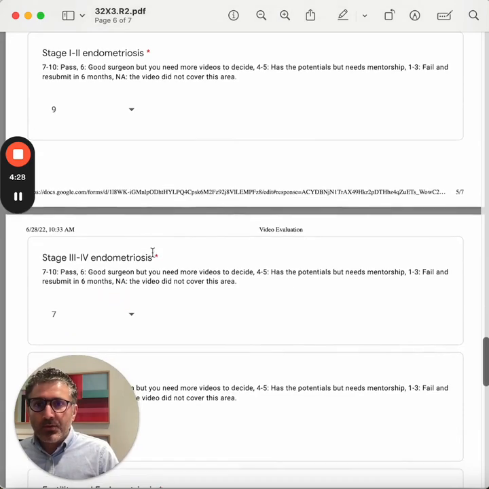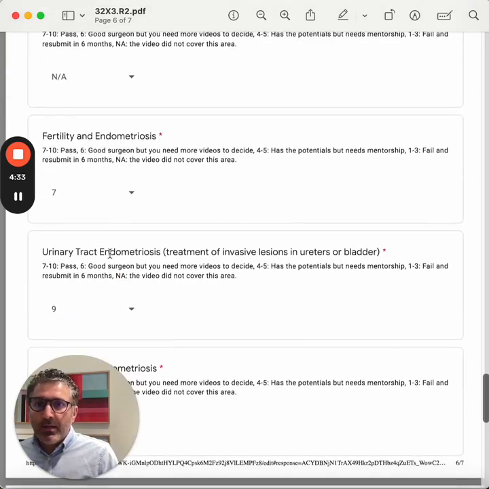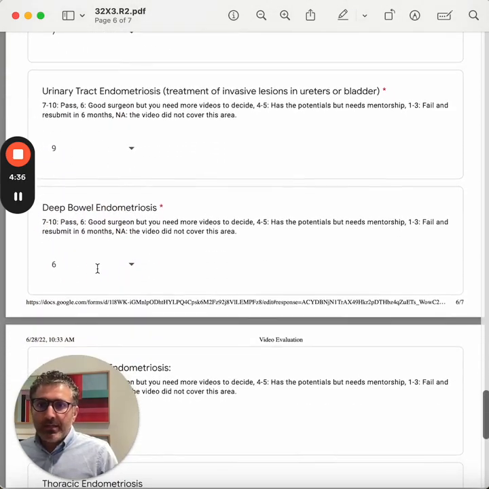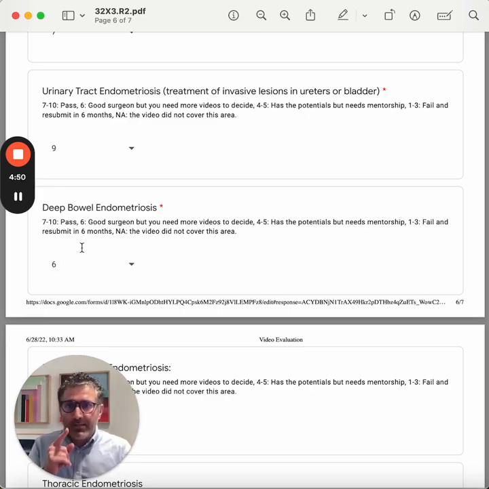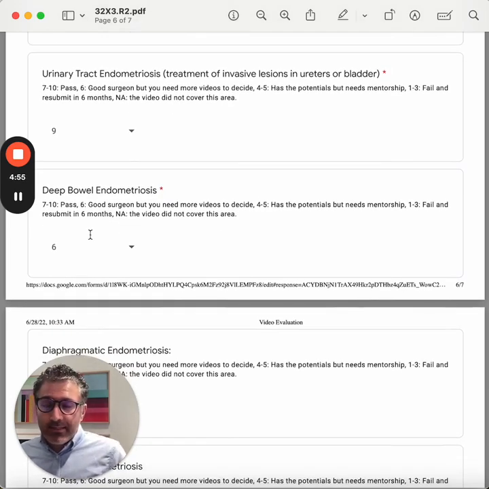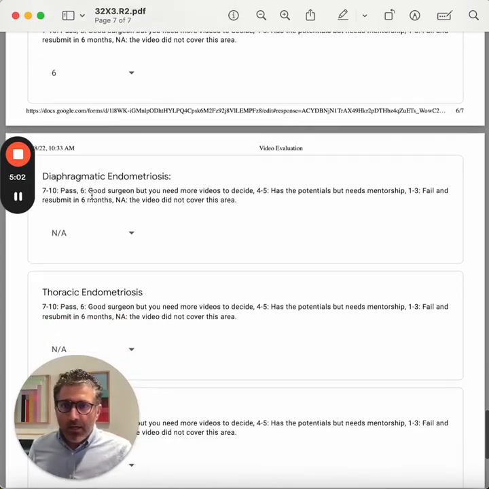For stage 1 and 2, this surgeon got 9, for 3 and 4 got 7, then fertility, urinary tract, deep bowel. So here is the thing. You remember in bowel it wasn't fully excised. This surgeon didn't give a score above 6. Remember, each surgeon needs to get 7 and higher to pass. Because for deep bowel they only ablated the lesion, they didn't get the full score. So based on this review they didn't pass, but you have to see other reviews as well.